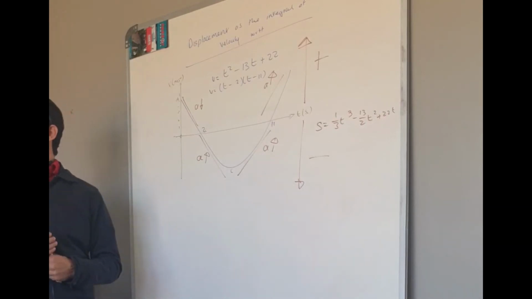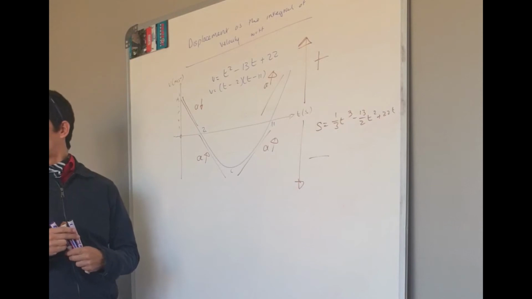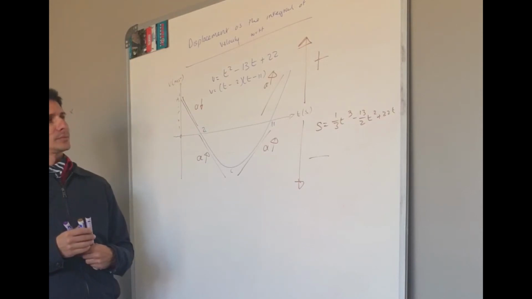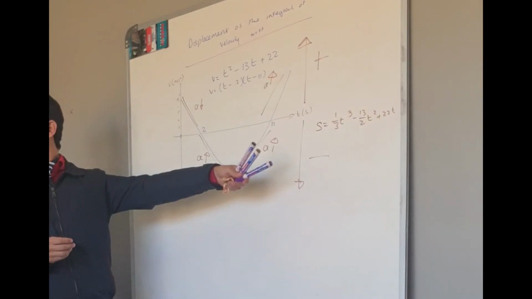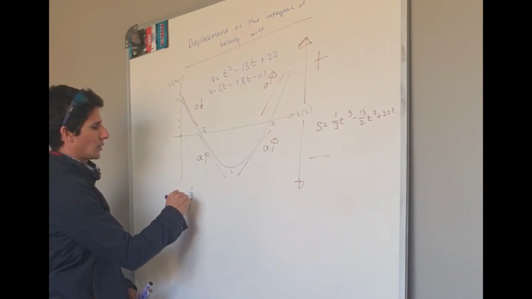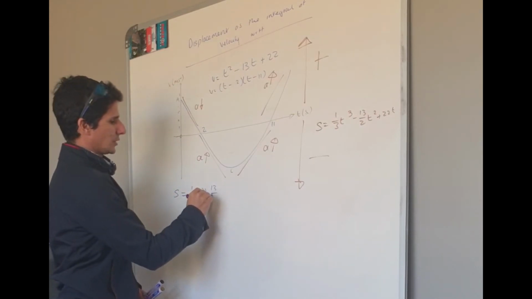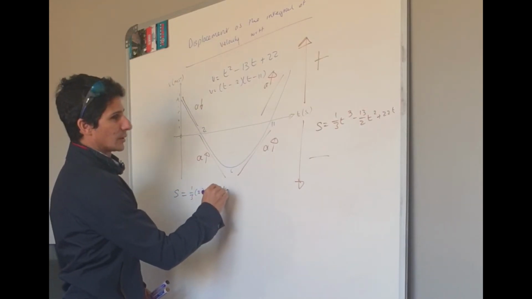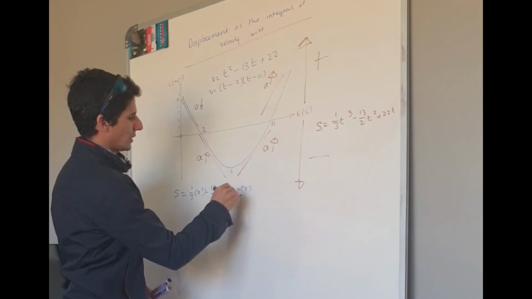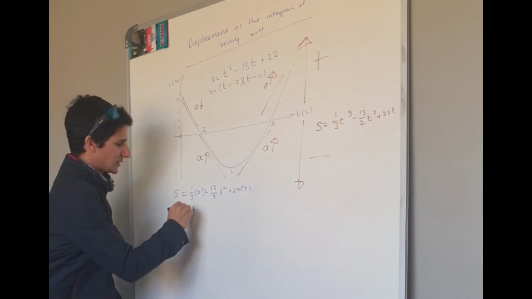If I want to find the displacement at 3 seconds, how could I work that out? You put in 3 into the function. So let's put displacement at 3 equals 1/3 times 3 cubed, minus 13 over 2 times 3 squared, plus 22 times 3. And by the powers vested in me by my very quick self, it's going to be 16.5 meters.